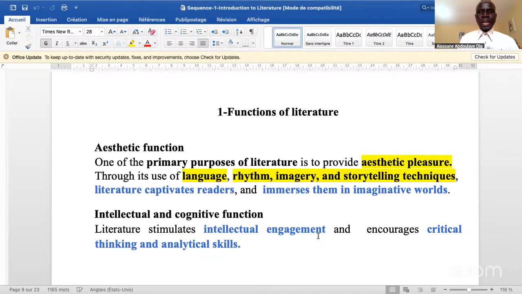So, intellectual and cognitive function. Literature stimulates intellectual engagement and encourages critical thinking and analytical skills. It means literature develops intellectual engagement. Yes, you become intellectually engaged, and it encourages critical thinking and analytical skills. That's why you learn in the Introduction to Literature class. We initiate you to engage with literary texts.